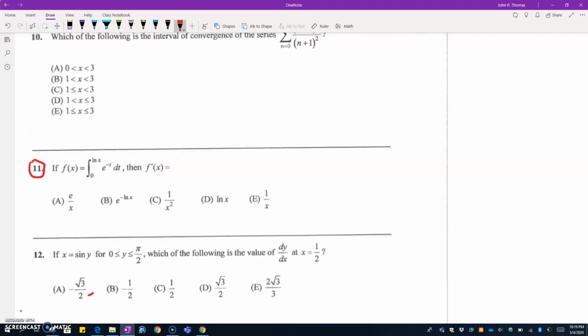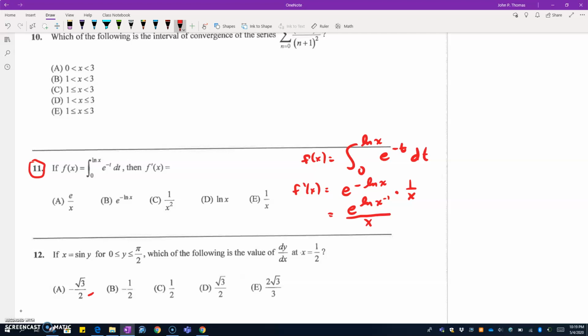All right, we have f of x equals the integral from 0 to ln of x, e to the negative t dt. All right, so if I want to find f prime of x, I start by plugging in the upper bound, so e to the negative ln of x. All right, and then I have to multiply by the derivative of the upper bound because it's not just an x. All right, so at this point I'm going to move that exponent up, so e to the ln of x to the negative 1 over an x.